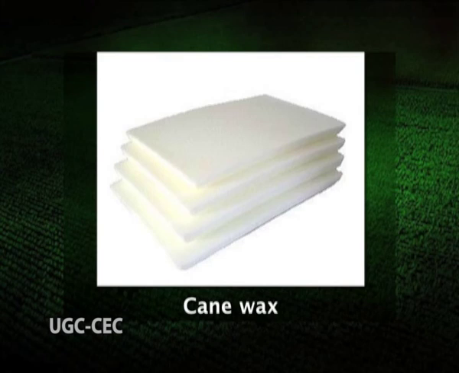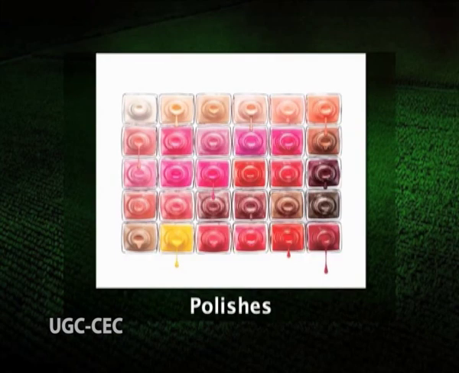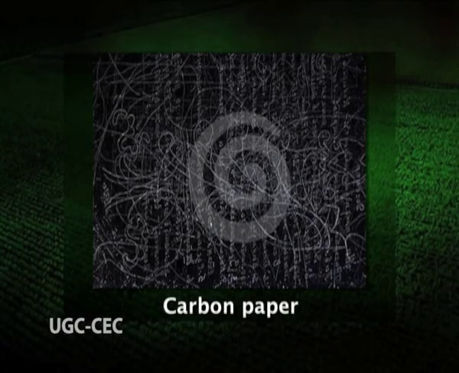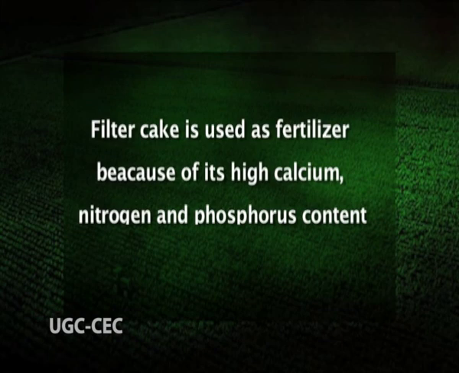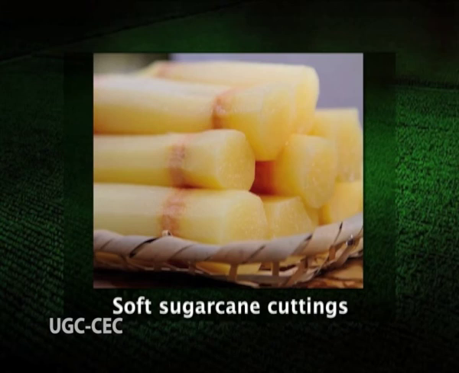Cane wax after extraction with solvents is used in the manufacture of polishes, cosmetics, and paper coating, for example, carbon paper. The filter cake is used as a fertilizer because of its high calcium, nitrogen, and phosphorus content. Thick noble canes, which are relatively soft with a high juice and sugar content and low in fiber, are chewed throughout most of the tropics.